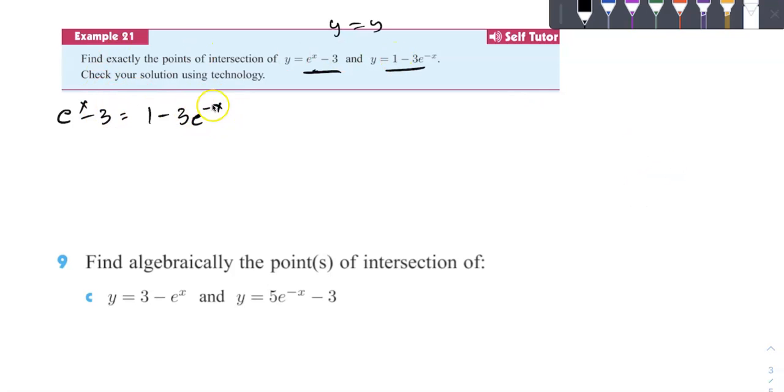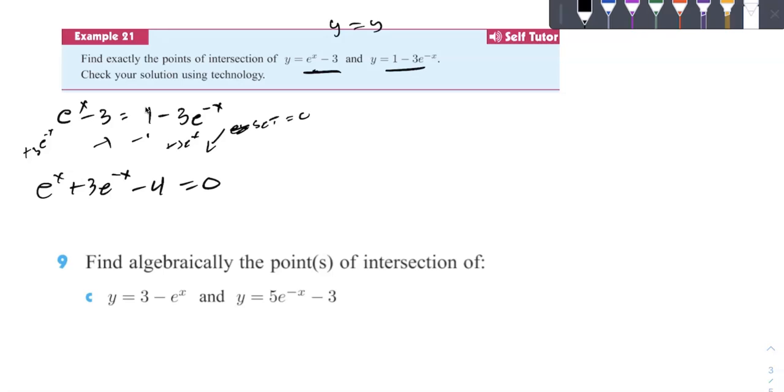Now, e to the negative x is what makes it look funky, like, what's going on here? And I think we have to use a trick. So what we're going to do is move everything over to 0. Let's set it equal to 0. We subtract 1, and we add 3e to the negative x. So it's going to be e to the x plus 3e to the negative x minus 4 equals 0. Now, how to get rid of e to the negative x, also known as 1 over e to the x? Probably a little nicer if I write it that way.